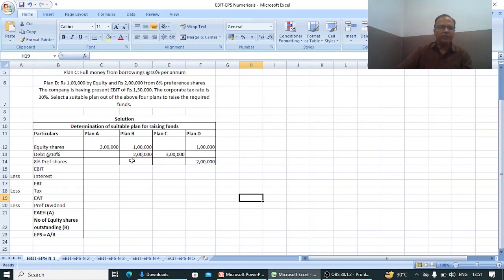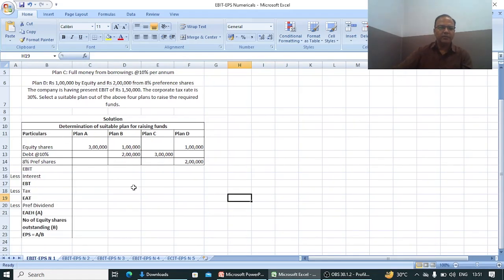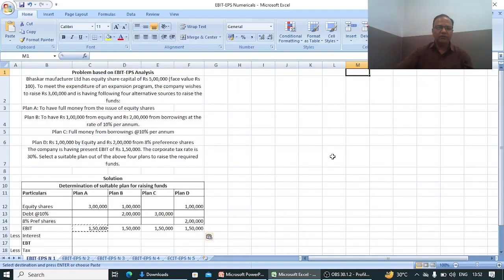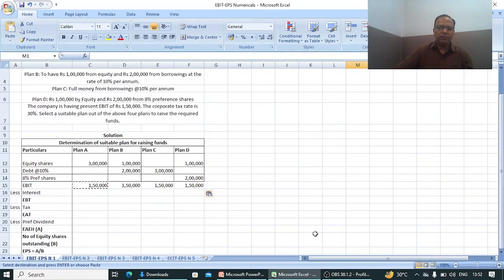In every problem, we will use this format. Now, EBIT is rupees 1,50,000, given in the question. So we will write 1,50,000. In all the cases, this is 1,50,000. So I paste it.